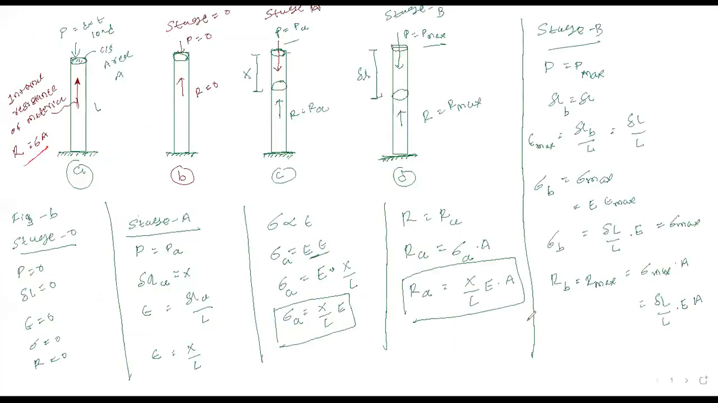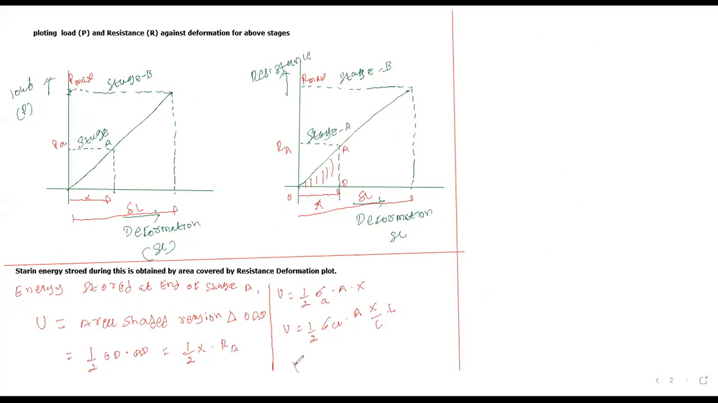Now, what is x by L? X by L is nothing but epsilon A. Yes or no? This is your capital L. Clear? So we can write here U equals 1/2 sigma A epsilon A into A. I hope it is clear to all of you. Into L, L will remain. Such an equation will be formed. Students, please confirm, is it clear or not?